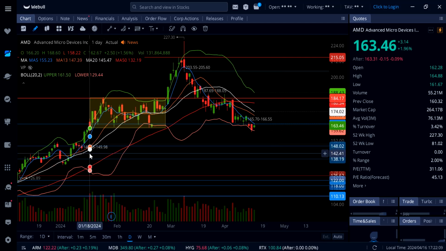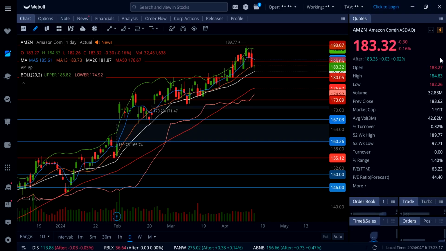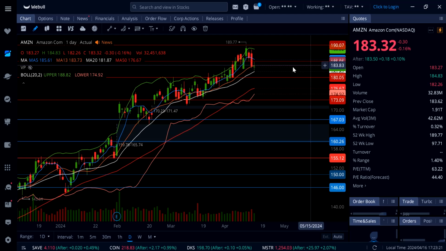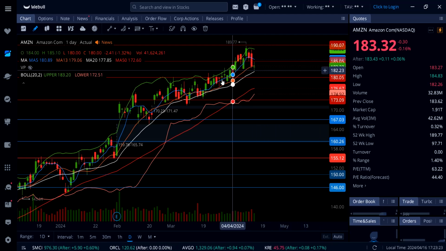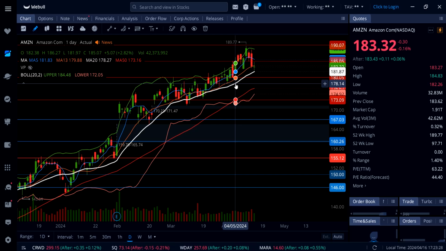On Amazon stock, it's absolutely flat on the day, only down 0.16%, and Amazon getting a rejection from 185, pulling back and now trading above rising 20-day moving average 181.87.